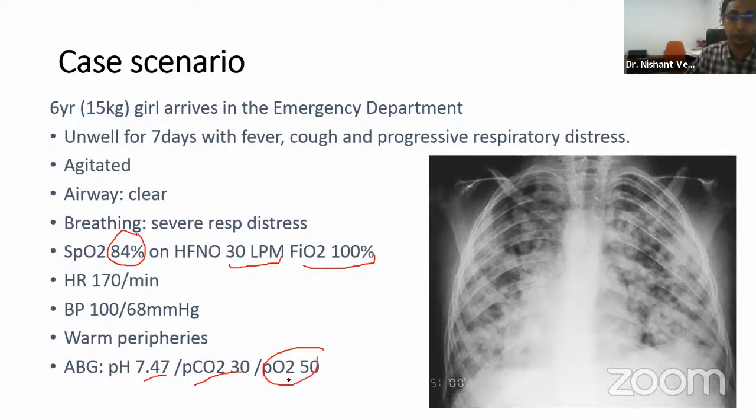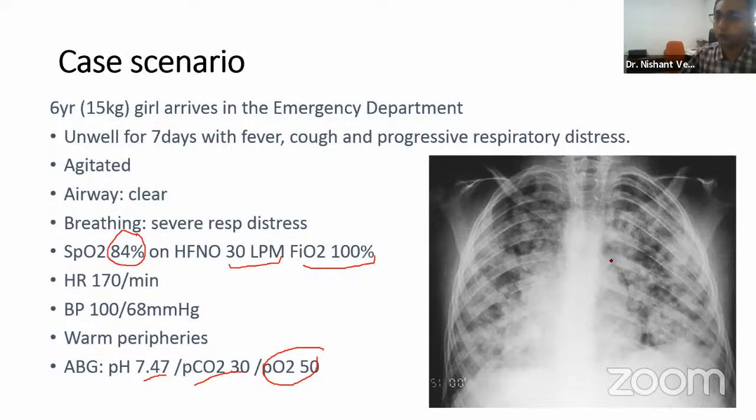So respiratory alkalosis with hypoxemia, even the saturation is low, and you can see her X-ray. There are bilateral infiltrates. So we made a diagnosis of ARDS due to COVID-19 in this child. We had the option of using BiPAP, but because the child was so agitated, we decided not to use BiPAP. We decided to intubate and mechanically ventilate this child.